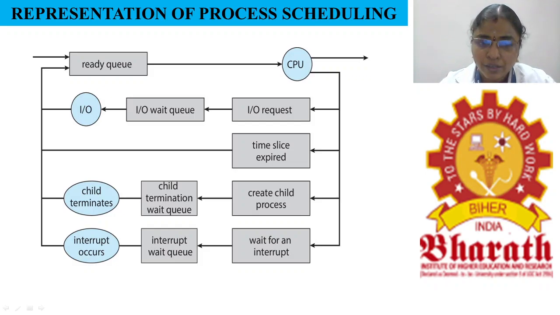Suppose it waits for an interrupt, it will be moved to the interrupt wait queue. After the interrupt occurs, again it will be moved to the ready queue. Then the CPU will be allotted to it.